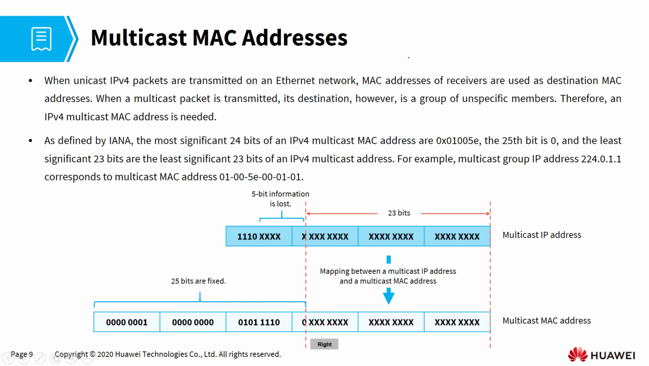Let us talk about multicast MAC addresses. When a unicast IPv4 packet is transmitted on an Ethernet network, MAC addresses of receivers are used as destination MAC addresses. But when a multicast packet is transmitted, the system is different because the destination is a group of unspecific members, because any member can join the group at any time and leave the group at any time.